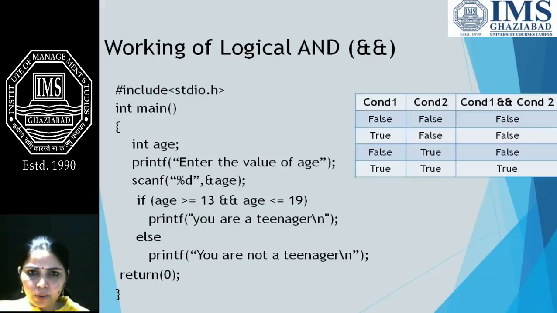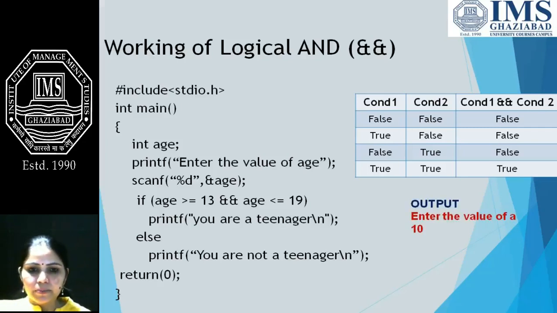So how does this logical and work? I have two conditions. Condition 1 is age is greater than equals to 13 and condition 2 is age is less than equals to 19. If both of my conditions are false, then the result would be false. If one of my conditions is true, then also the result is false. And the result would be true only in that case when I have both the conditions as true.